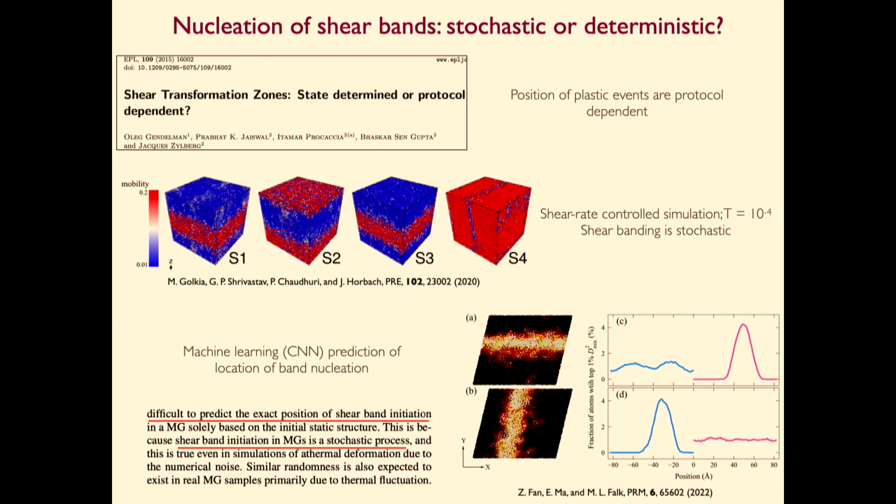configuration of the material. But very recently a study by Michael Falk and others has shown that it's possible to predict the shear band formation in an athermal quasi-static simulation of a material using a machine learning technique based on a convolutional neural network, but with only fair accuracy. But they already say in the paper that it is very difficult to predict the exact location of the shear band initiation in the material, and that in metallic glass it is a stochastic process.